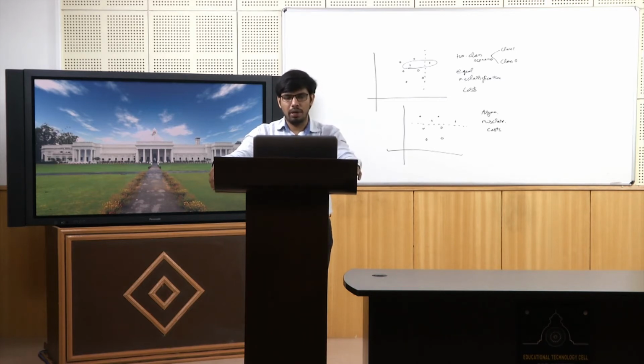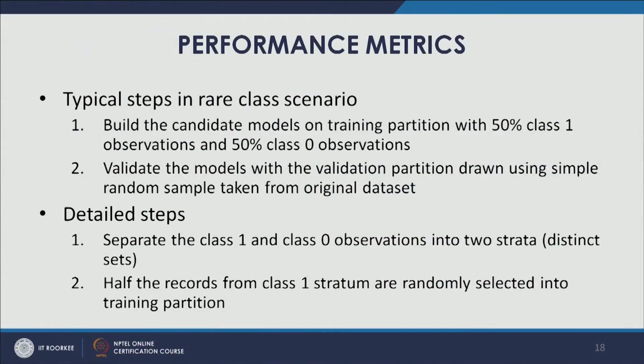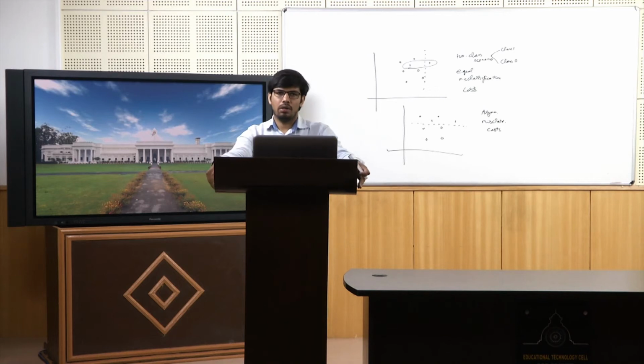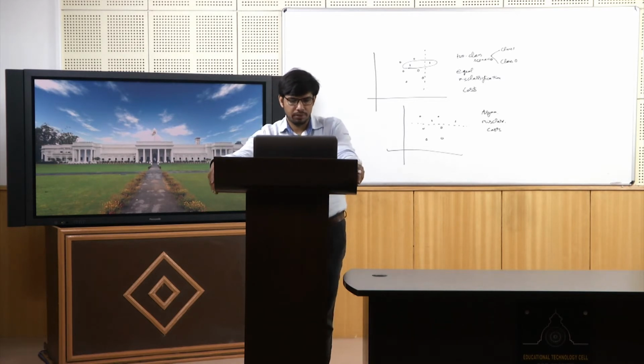Now to clarify these steps a bit more, we have listed out all the detailed steps of this process. The first one is to separate the class 1 and class 0 observations into two strata. We talked about in the previous lecture that stratified sampling is generally used for oversampling. So the very first step is talking about the same. Whatever number of observations we have in our sample, we can separate the class 1 observations from class 0 observations, and create two strata, or two distinct sets of those classes.